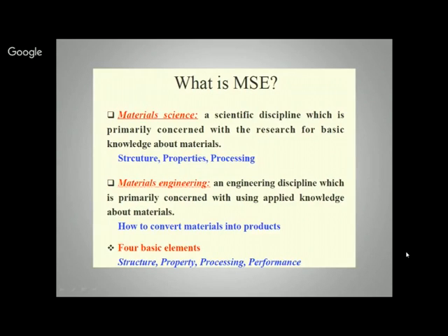But what does materials engineering do? It converts the materials into products so that a common man can use that product. So material engineers are very important, because they convert the materials into products. So we have four basic elements: structure, property, processing, and further, performance.